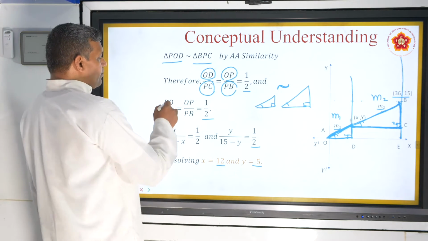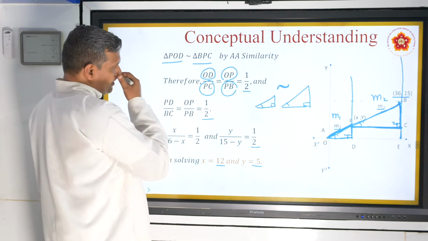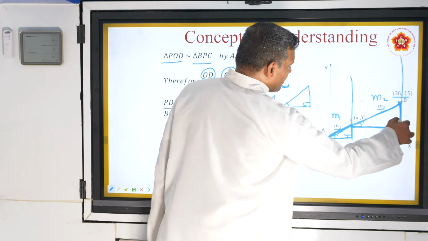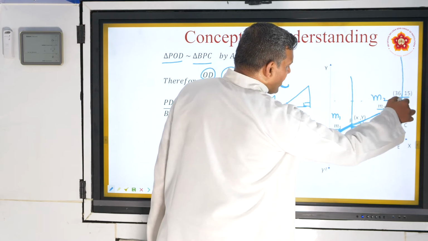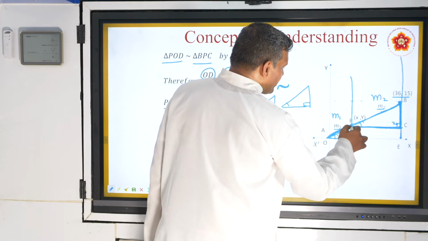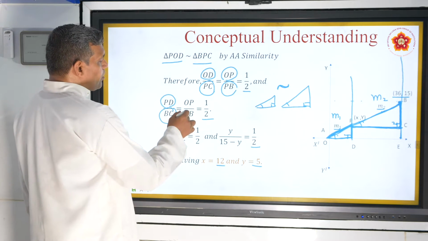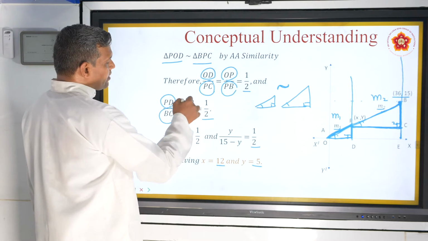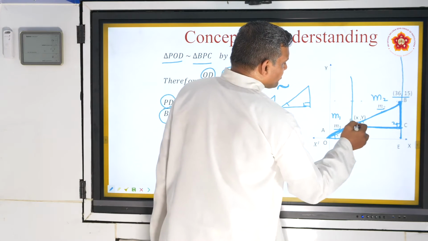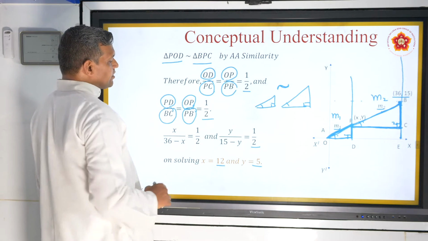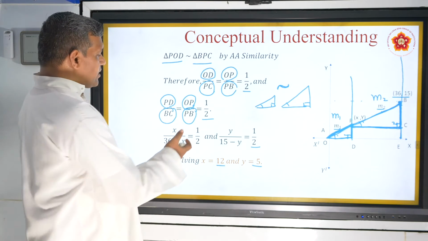So when I equate PD by BC, PD is the perpendicular, BC is the perpendicular. BC is the height of the big triangle, PD is the height of the small triangle. So PD by BC is equal to OP by PB, the hypotenuse by hypotenuse, that is equal to 1 by 2. Now I have to substitute the values and get the answer.